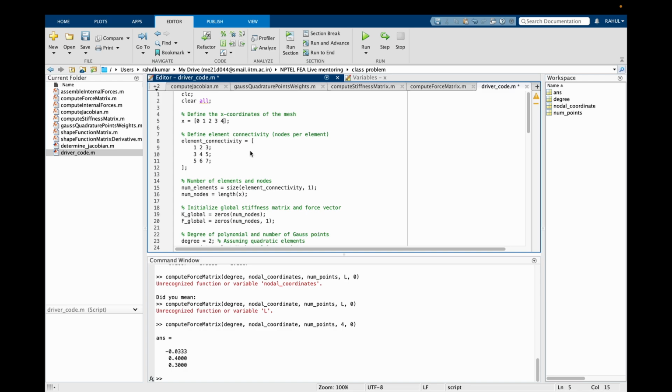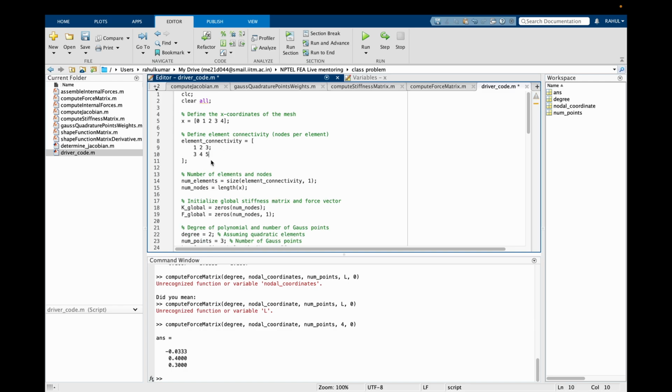This is the mesh, and this is the element connectivity matrix. Here 1, 2, 3 is nothing but the nodes of the first element, and 3, 4, 5 is the nodes of the second element. And here you can see that 3 is repeating because 3 is the connecting node. That's why I have created one matrix for that.